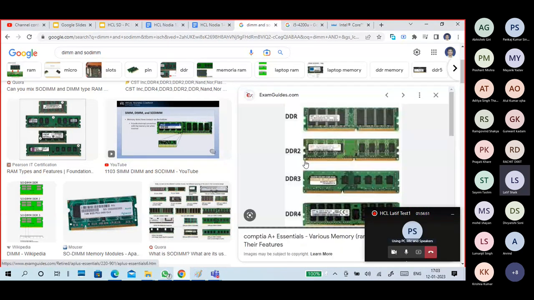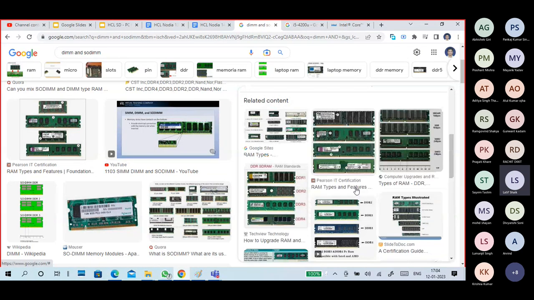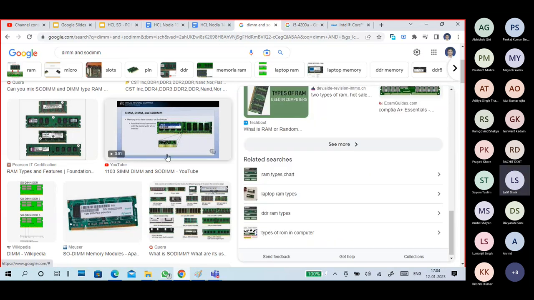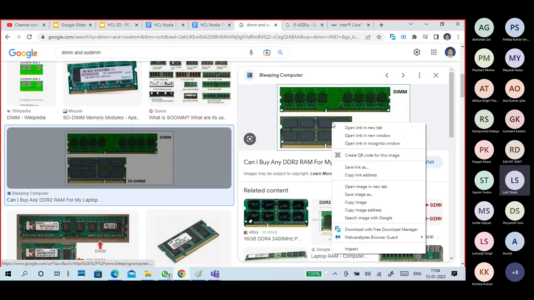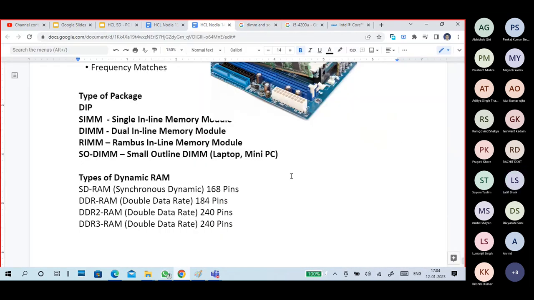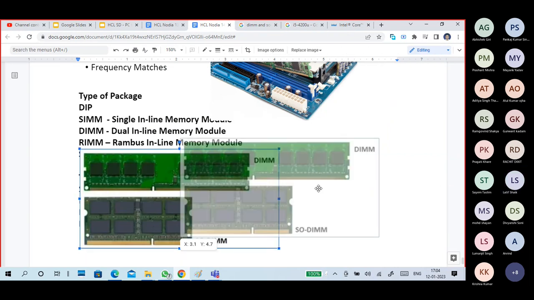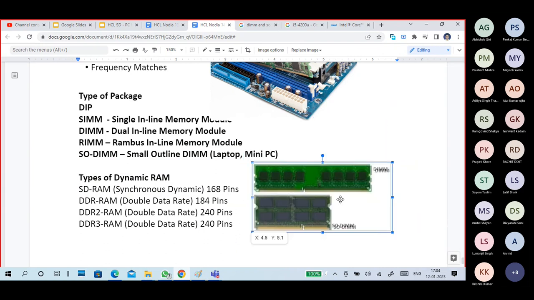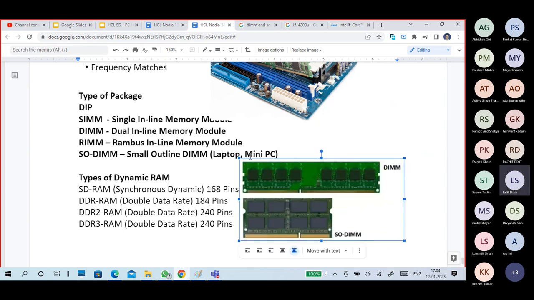These are the DDR2, DDR3, DDR4 RAM differences. There are so many, let's see, we can try once. I'm trying only SODIMM. This looks easy.